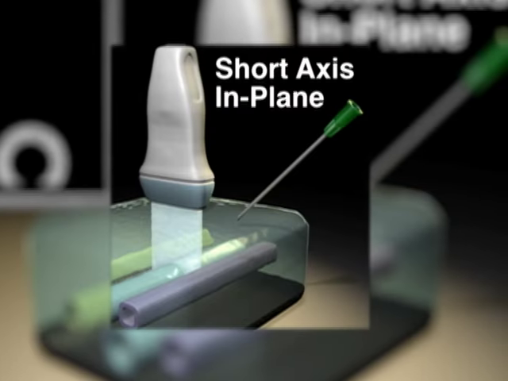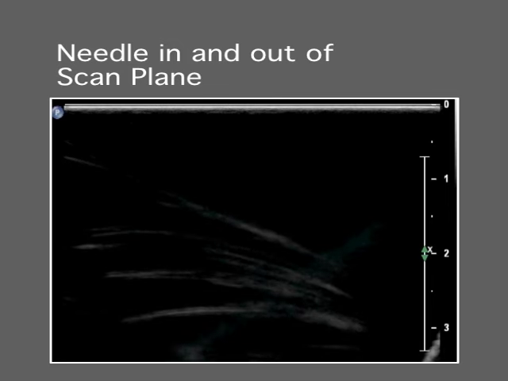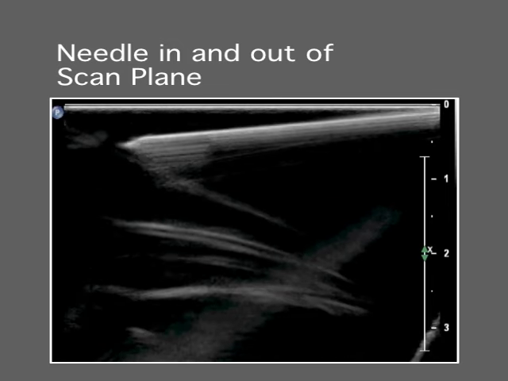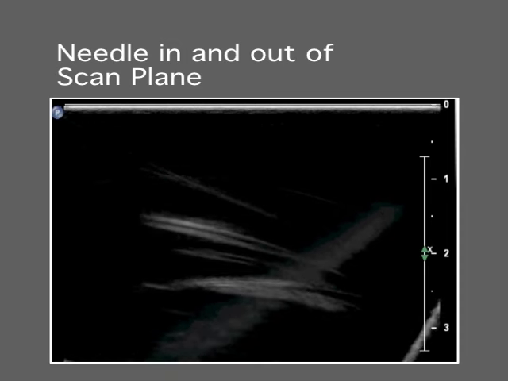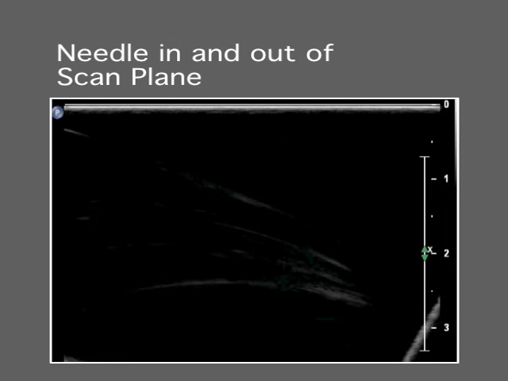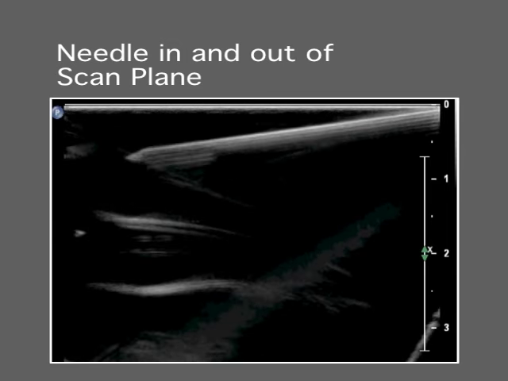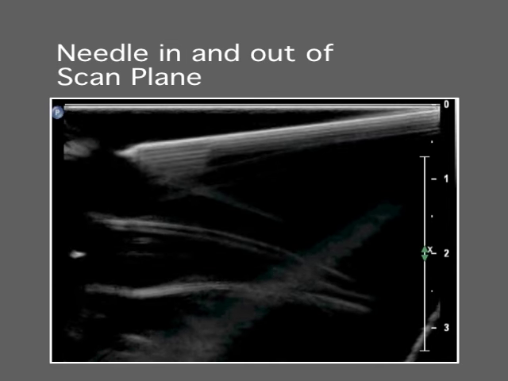In-plane needle manipulation offers its own set of challenges. Here is a sonogram of a block needle with the transducer sliding in and out of alignment with the needle. Subtle movements of the needle or transducer can produce marked changes in visibility.